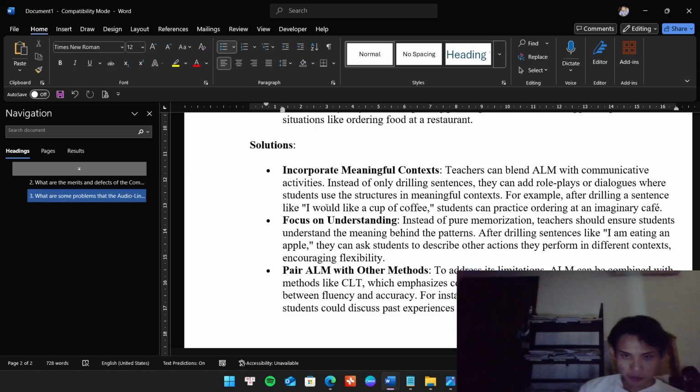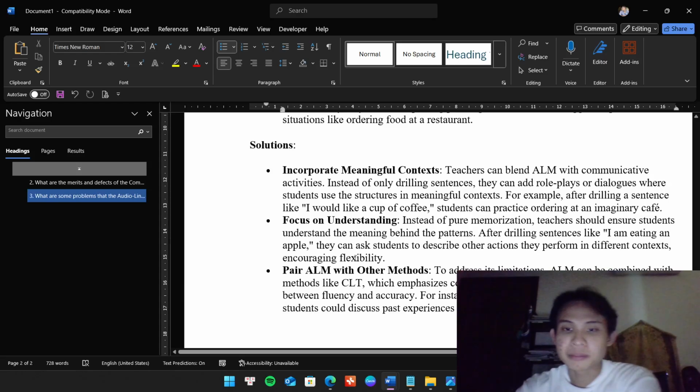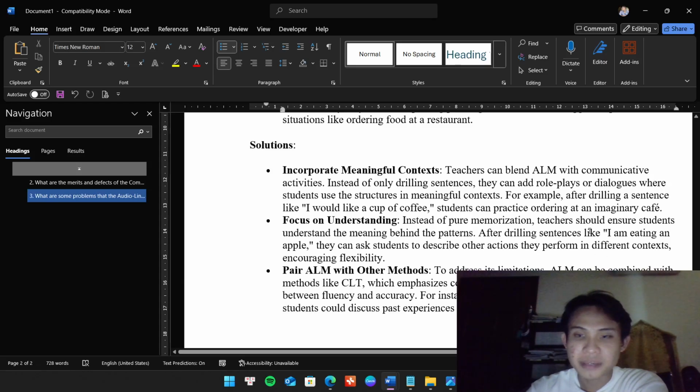The second thing is to focus on understanding. Instead of pure memorization, teachers should ensure students understand the meaning behind the patterns. Like after drilling sentences like "I'm eating an apple," the teacher can ask students to describe other actions in different contexts, so they can improve their flexibility.